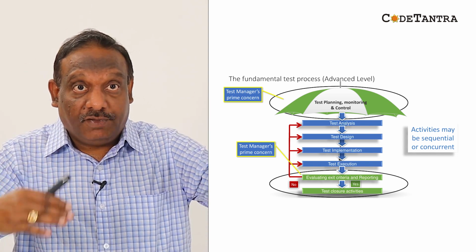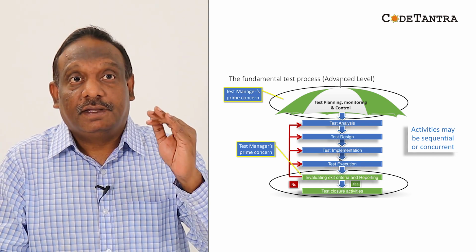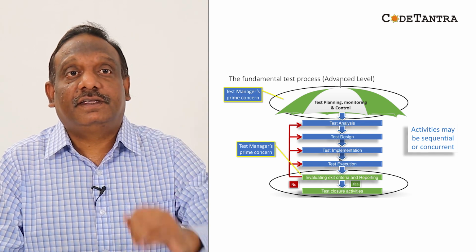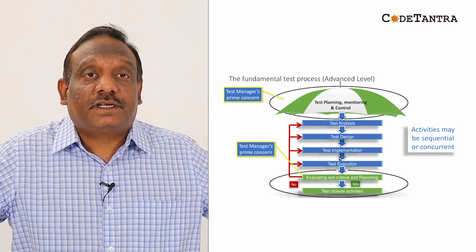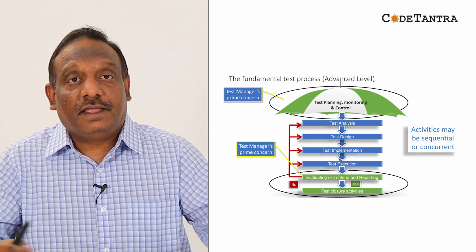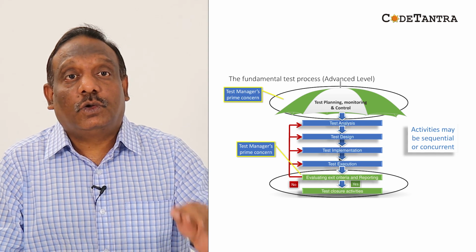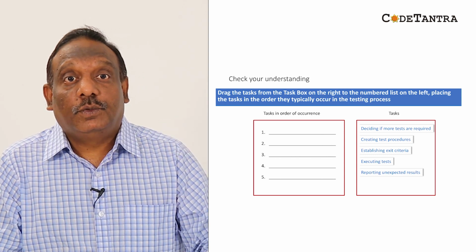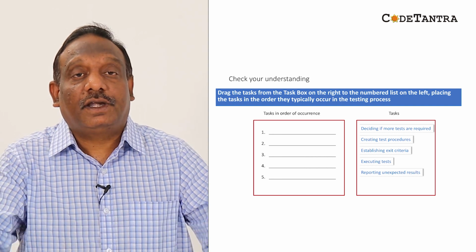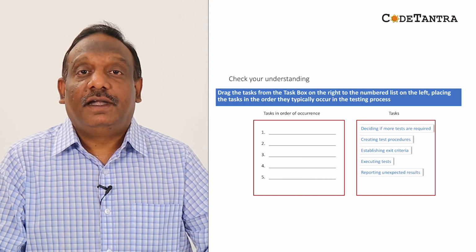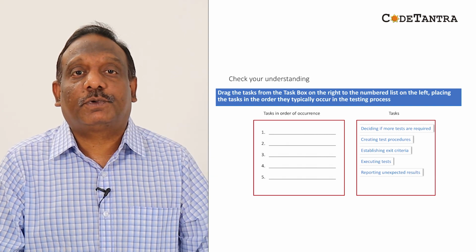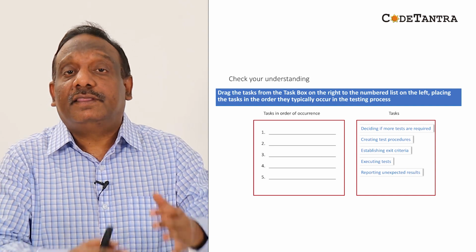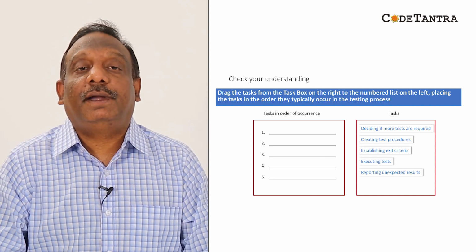So hope you understood the way we are going to learn the test process part of the syllabus in our advanced test manager certification course. Before concluding this lesson, let us answer this question to check your understanding. We already studied in the fundamental test process at foundation level certain tasks that will be performed across the test process. Here on the right-hand side of your screen, I have given you 5 such tasks. You have to put them in the right sequence of occurrence. So think about it and tell me. We have deciding if more tests are required, creating test procedures, establishing exit criteria, executing tests, reporting unexpected results. These are the tasks performed across the 5 activities of the fundamental test process.